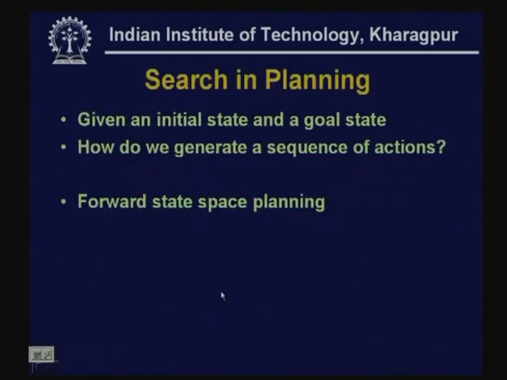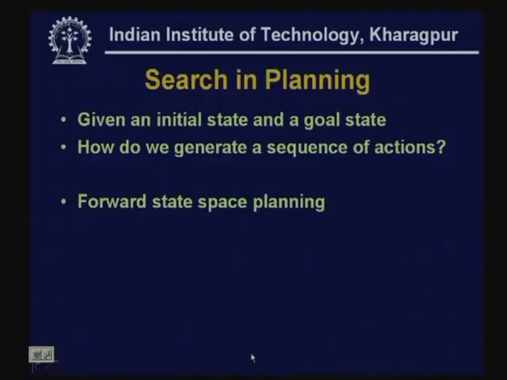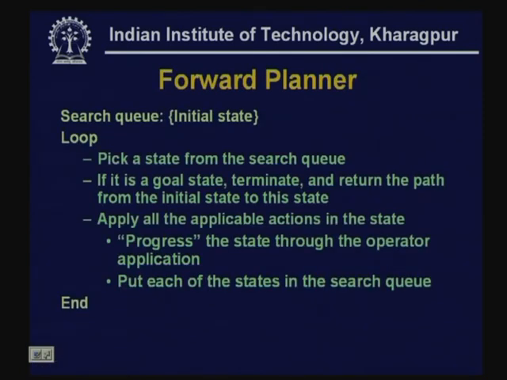Now, let us get on with today's lecture. So, as we have noted that planning problems can be cast as search problems, and in planning we are given an initial state and a goal state, and we have to generate a sequence of actions. And we have also discussed that there are two standard ways in which we can generate the sequence of actions. One is we can do forward state space planning, in which we go from the initial state towards the goal state in order to find the plan, or we can do backward planning.